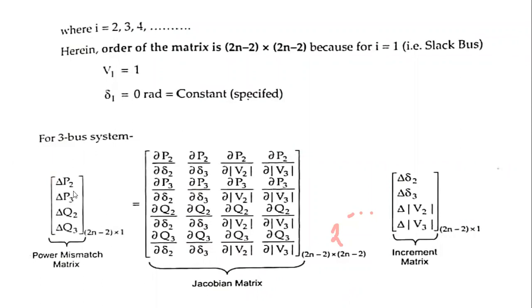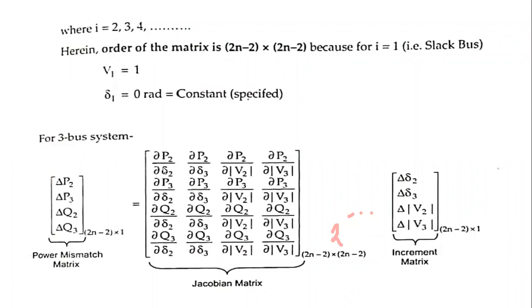Okay, the dimension for this is 2n minus 2 into 1, where n is the number of buses, that is 3 into 2, 6 minus 2, that is a 4 by 1 matrix. Why? Because we are not considering the first bus, that is the slack bus, that is the reference bus. That's why we are not considering the delta P1 or delta Q1 values.